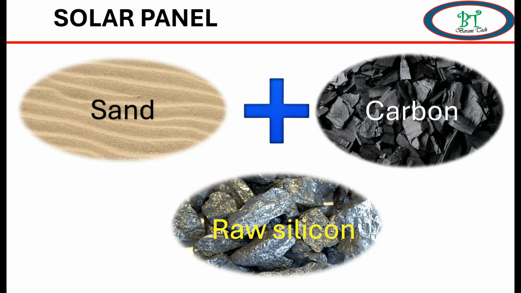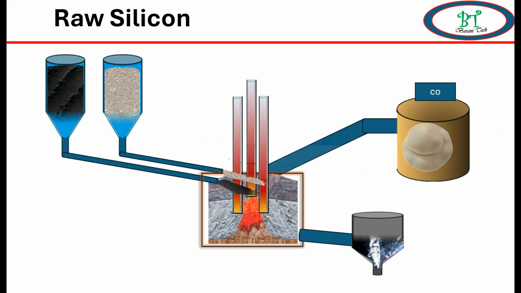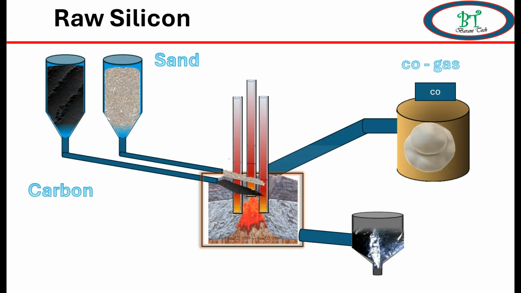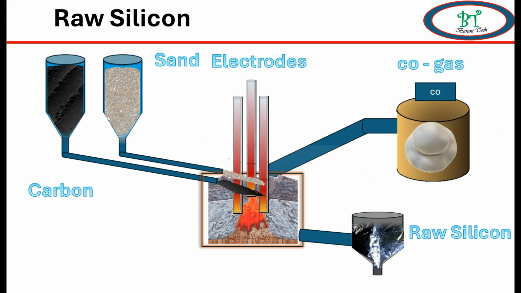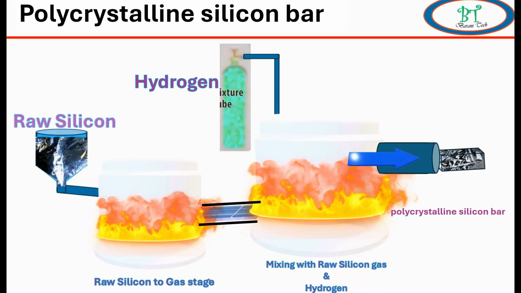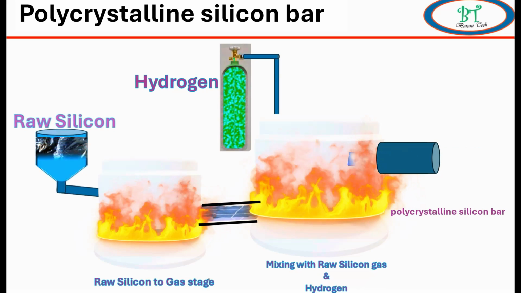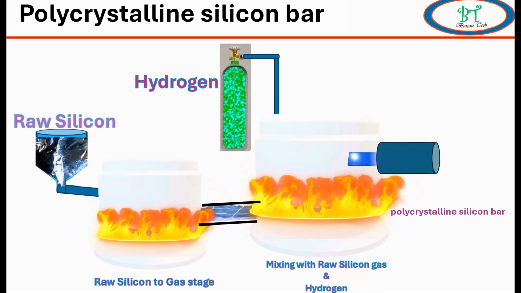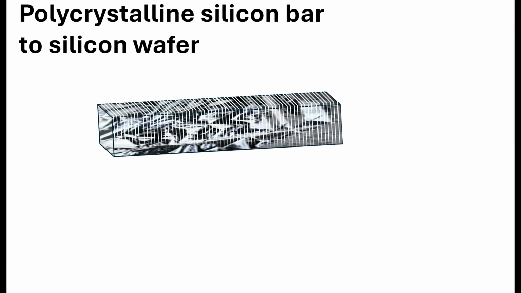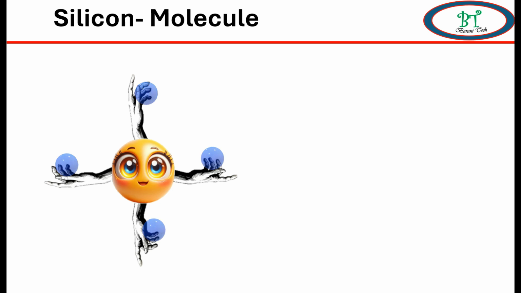For this converting process, sand and carbon are heated in a furnace. We get the raw material silicon. This raw silicon has to be converted to a gaseous stage and then mixed with hydrogen to form a polycrystalline silicon bar, and this bar is converted into a thin sheet called a silicon wafer. This silicon wafer is the photovoltaic cell's base.